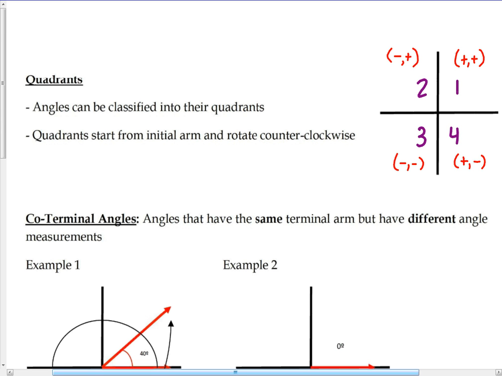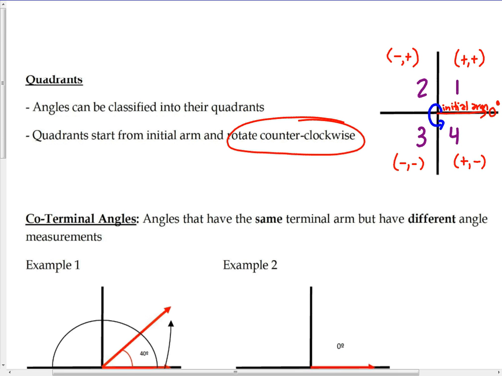Angles can be classified by their quadrants. Quadrants start from the initial arm. So remember, our initial arm is always going to be at that 0 degrees. And then they rotate, and it's going to rotate counterclockwise. Initial arm. And we're always going to go this direction, right? Counterclockwise.